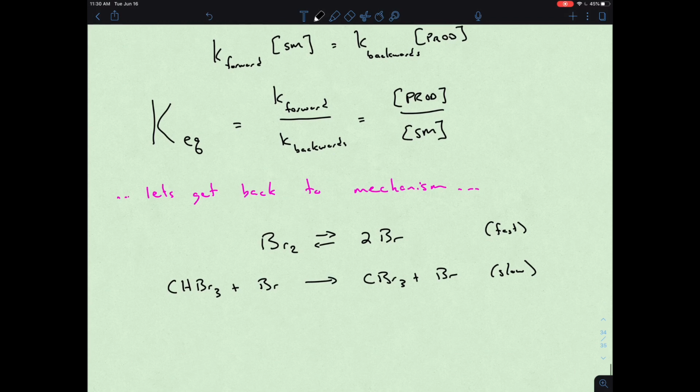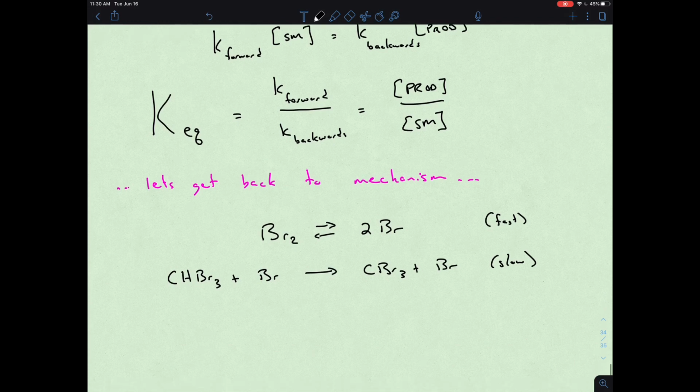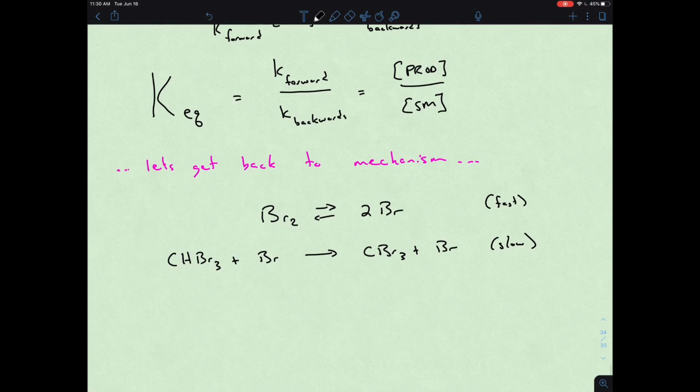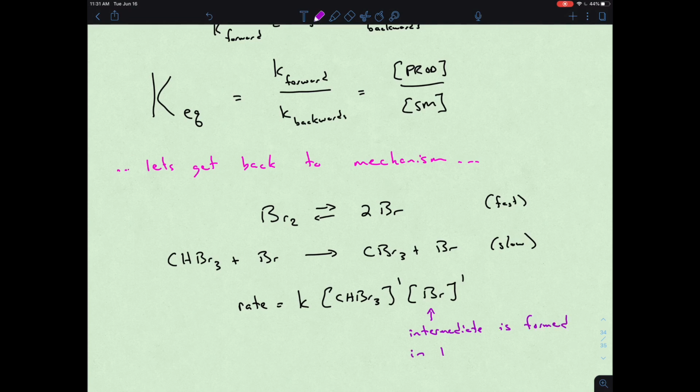And we had another fast step below it, but that one really doesn't matter at this point. So just looking at this, we were at this particular state where our rate was equal to k times the CHBr3 to the first power times our bromine atom to the first power. And so this intermediate is formed in the first step.